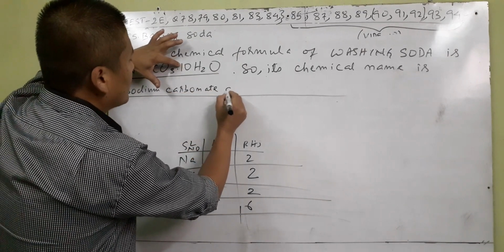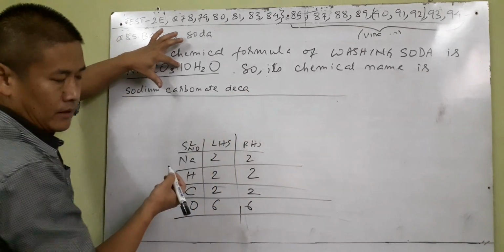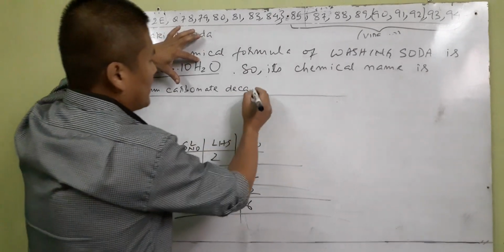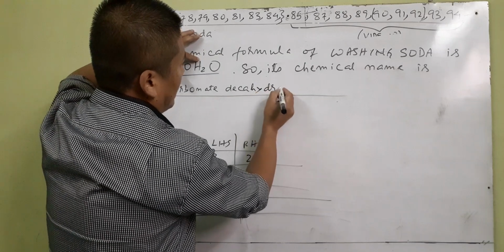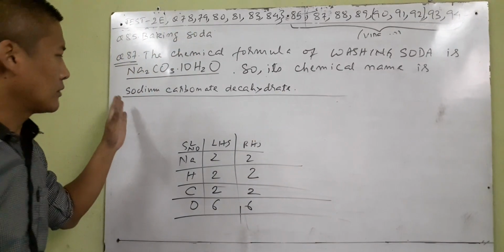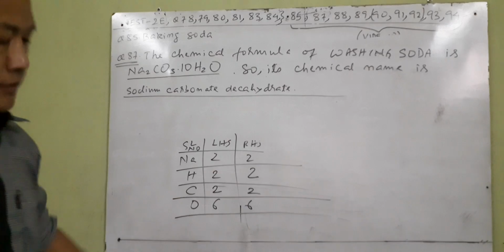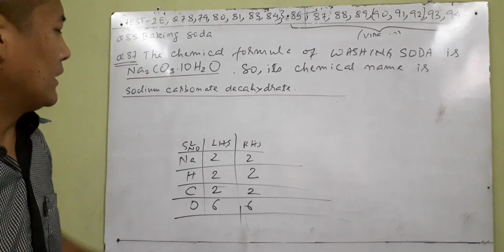Here 10 means deca, so we write deca. And water we call hydrate. So the real chemical name of washing soda is sodium carbonate decahydrate. This is just a matter of knowing it as general knowledge.